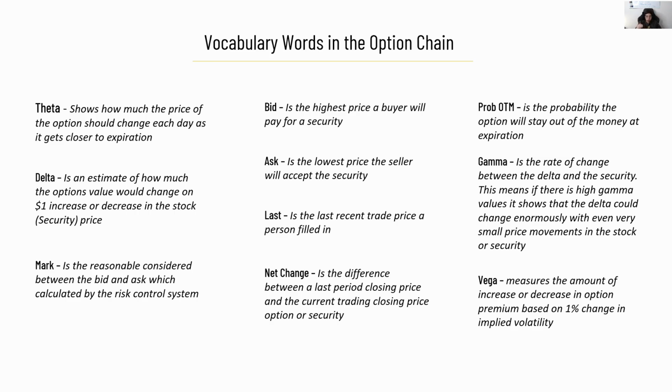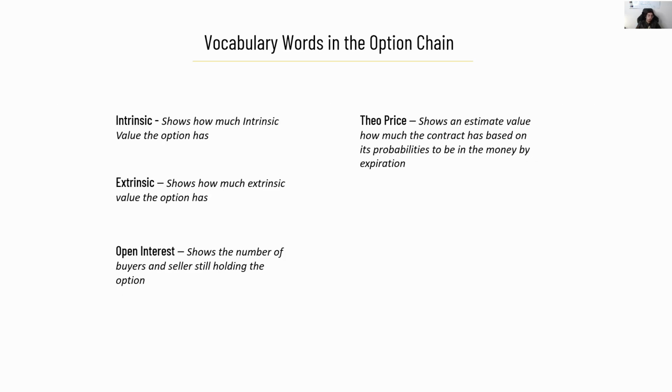Whatever the number is at Vega, it just shows how much the option would be affected by the implied volatility moving per 1% of change. That's all it is. Now, this part is very important: intrinsic. We all know what intrinsic value is, but in the option chain, you'll just see it say intrinsic. Intrinsic shows you how much intrinsic value the option has. Extrinsic shows you how much extrinsic value the option has. That's very important. I'll show that eventually.